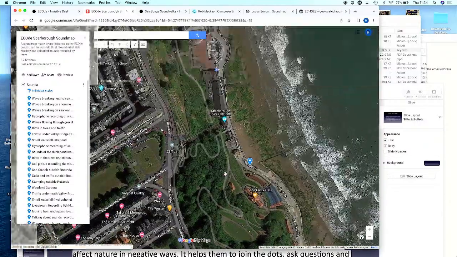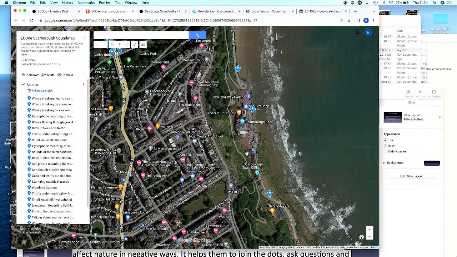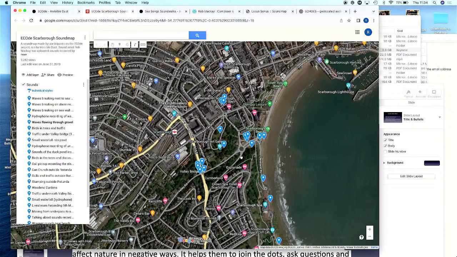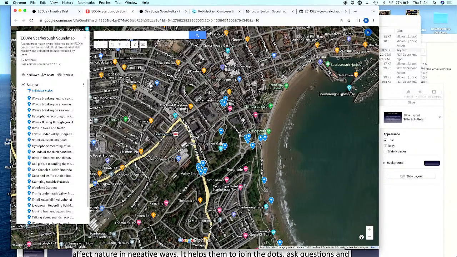So yeah, we worked in the workshops creating this kind of sound portrait of Scarborough, and I could always share the links to this. This is obviously active. So that was one element to the project.